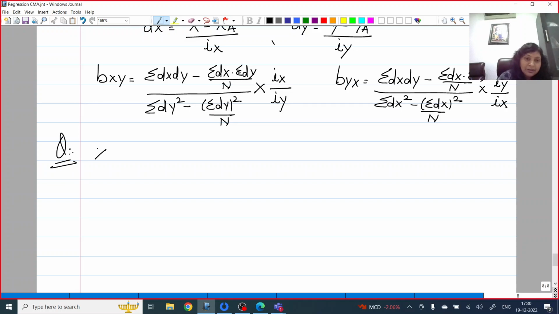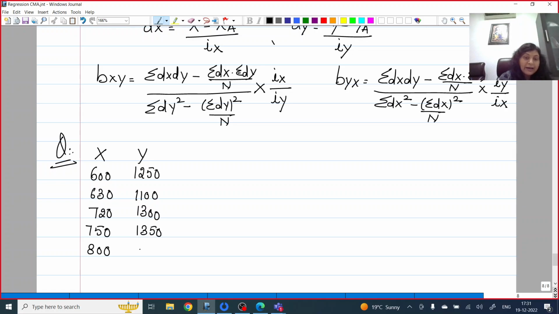We have been given x and y. Now x is 600, 630, 720, 750 and 800. And y is 1250, 1100, 1300, 1350 and 1500. Now this is my x and y series.